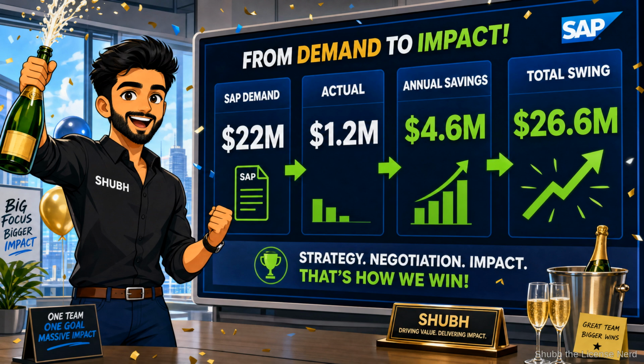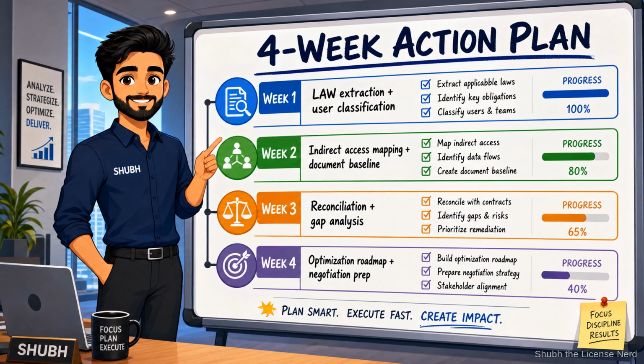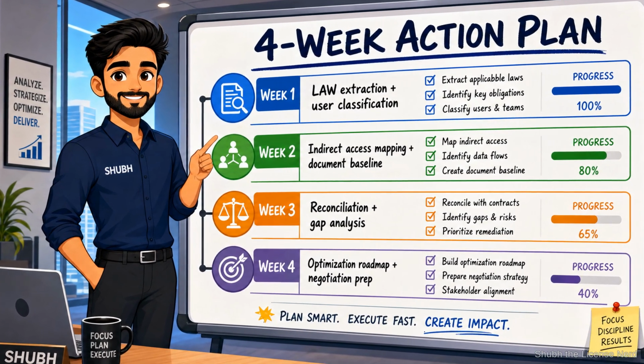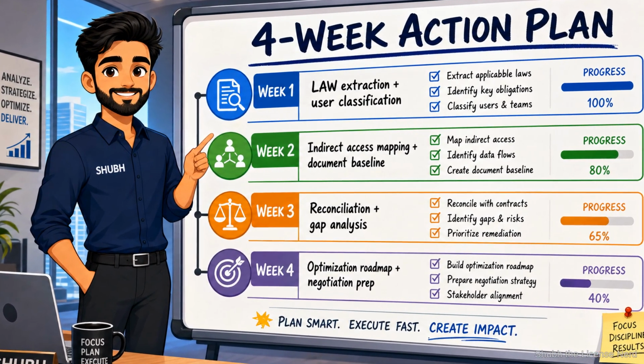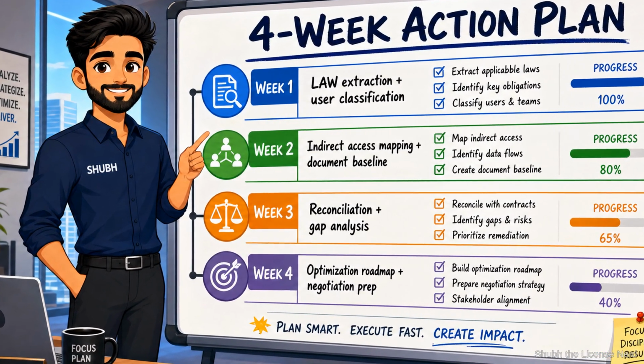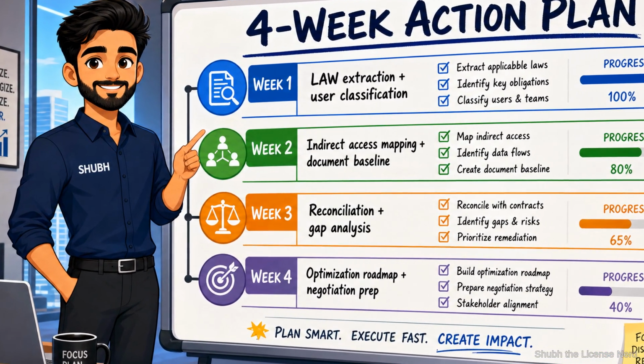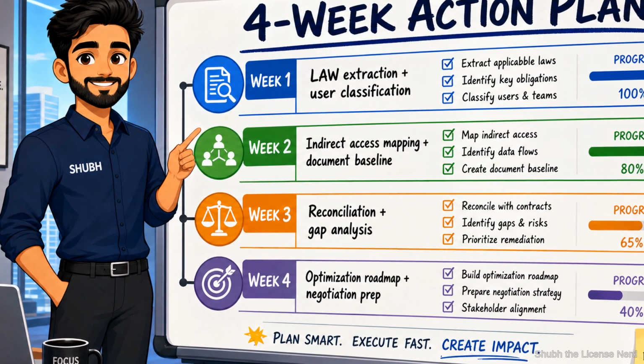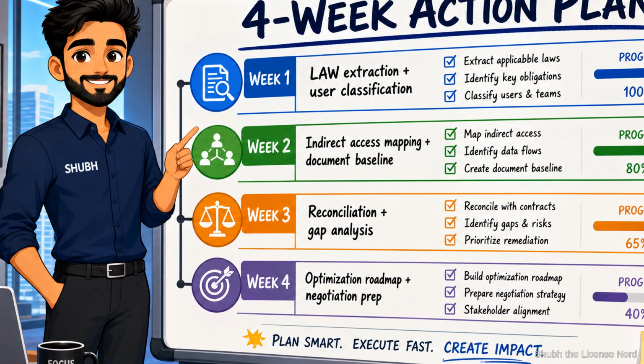Your 4-week SAP ELP action plan. Week 1. Run USMM across all production systems. Export users with last login dates and license types. Flag inactive users over 90 days. Week 2. Map your integration landscape. Document every system connected to SAP and its user population.